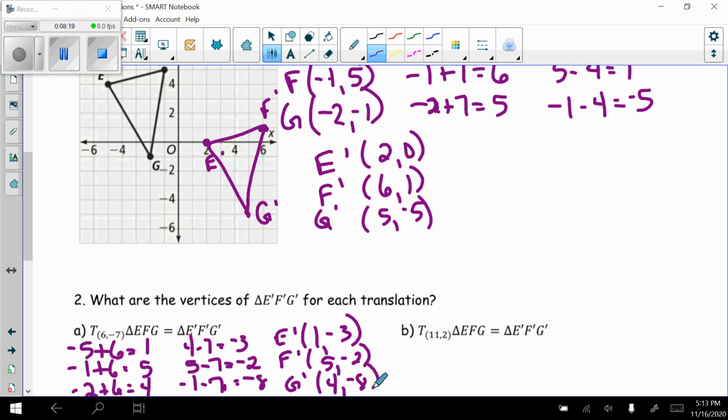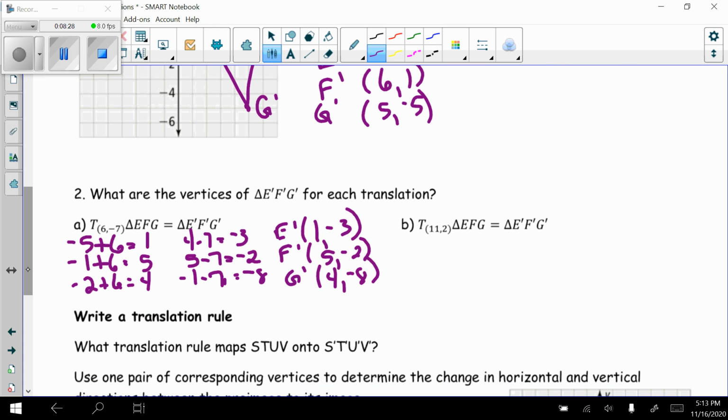So part B, take the translation 11, 2 of triangle EFG. So again, start out with all of the x's. So E started out the x value at -5. I have a positive 11, so add 11 to that. So -5 plus 11 puts me at 6. Go to F, -1 plus 11 puts me at 10. And G, -2 plus 11 puts me at 9.